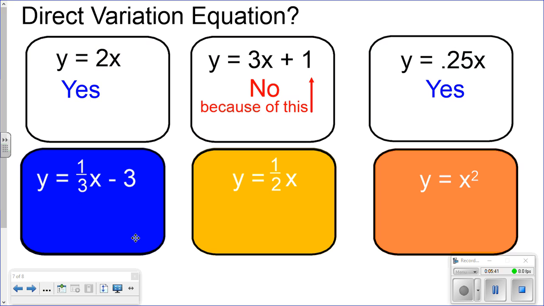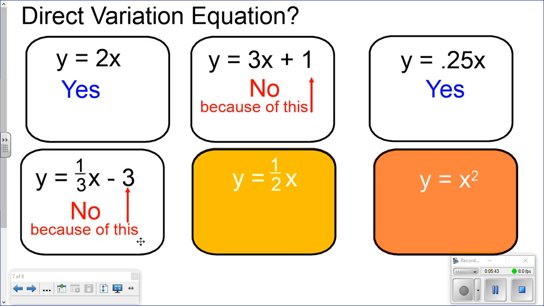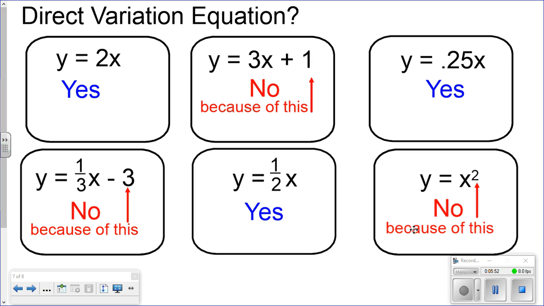Y equals 1/3 x minus 3. No, can't have this extra 3 here. Y equals 1/2 x. Yes. And y equals x squared. No, we can't have an x squared. That's actually a parabola.